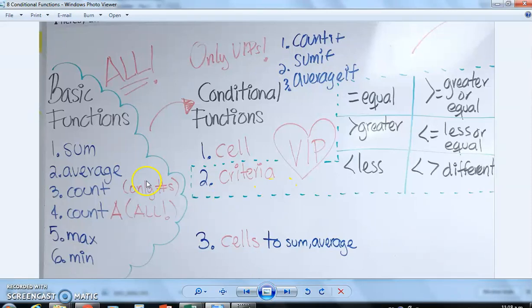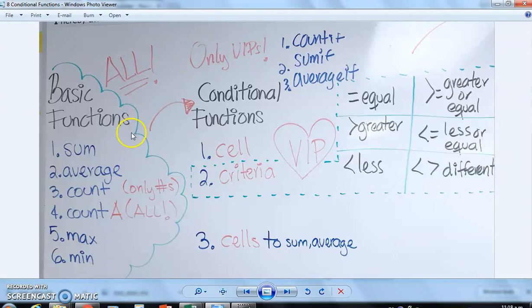Conditional functions. First, we learned about basic functions. They are about getting the sum of everything, the average of everything, counting the cells containing only numbers, COUNTA containing the cells with anything inside except blank cells, max the highest number, and min the least of a number in a range of cells.